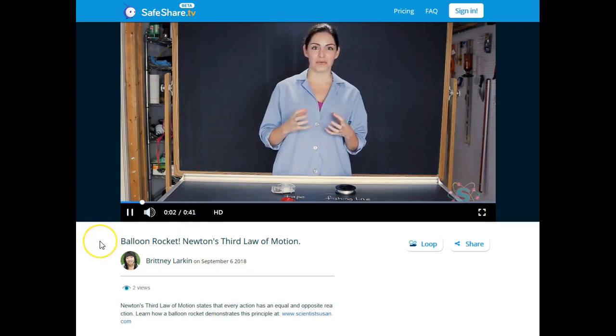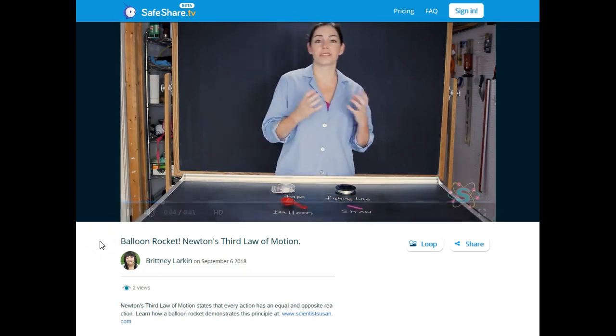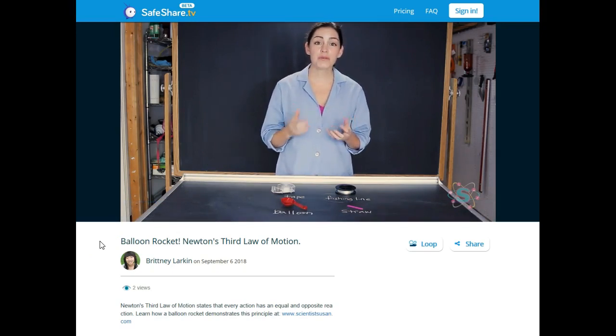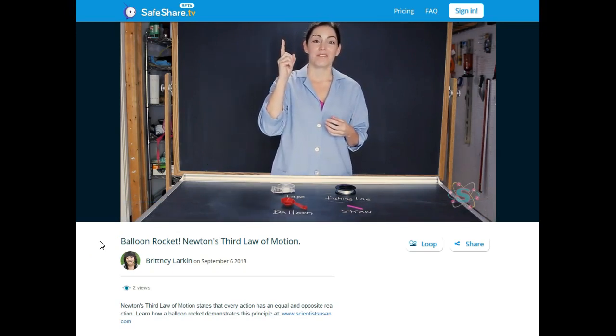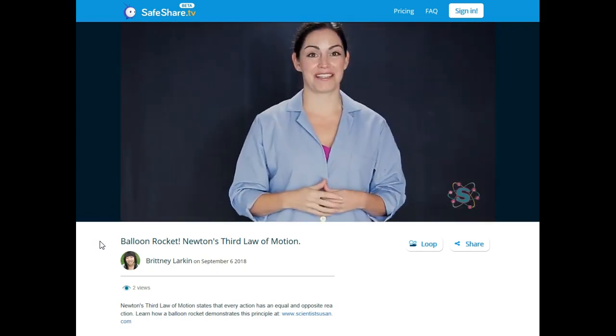Newton's third law of motion, which says every action has an equal and opposite reaction. It's the principle that sends rockets to the moon. If you want to try this at home, this is what you need.